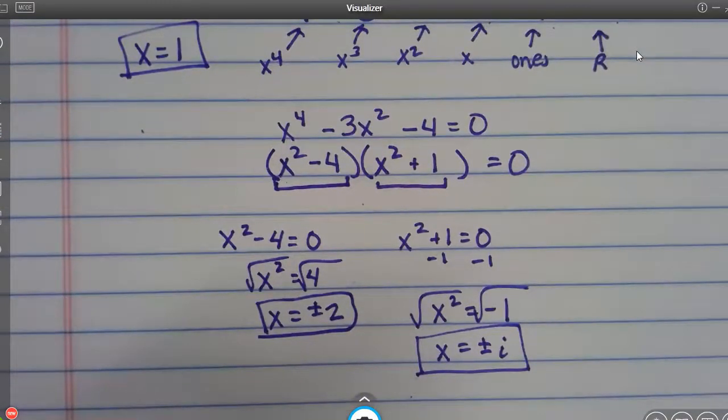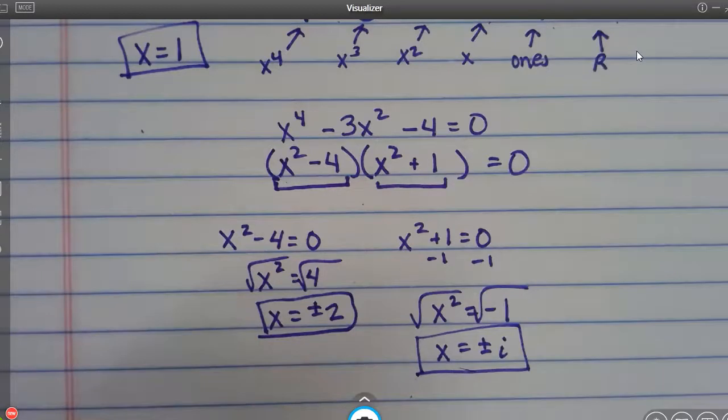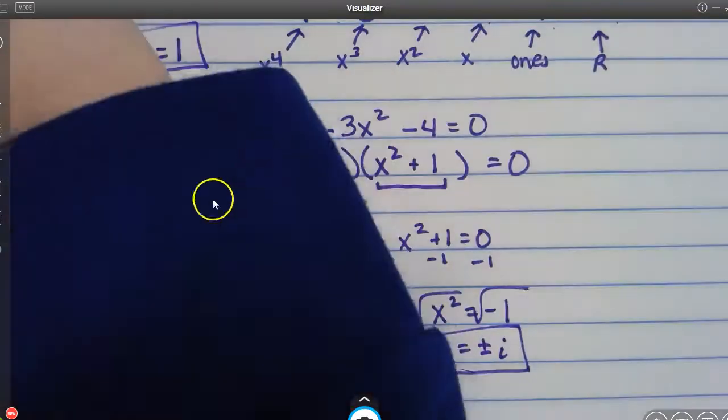Now we said we were going to have 5 solutions. Here they are. Here's 2 of them. Here's another 2. And then we had the original x equals 1 that we found. That was our guess and check solution. Okay, what questions do you guys have? Okay, next example.